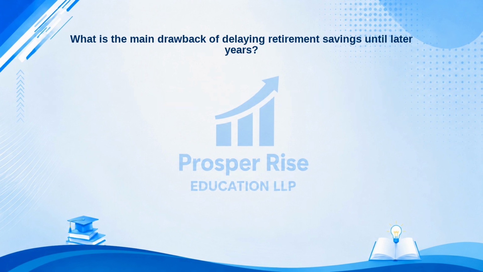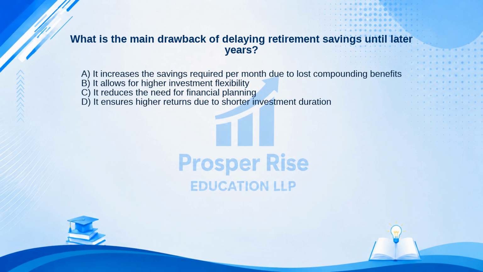Moving on to the next one. What is the main drawback of delaying retirement savings until later years? Here are your options. A. It increases the savings required per month due to lost compounding benefits. B. It allows for higher investment flexibility. C. It reduces the need for financial planning. Or D. It ensures higher returns due to shorter investment duration.